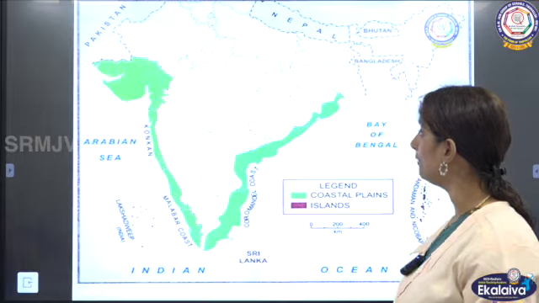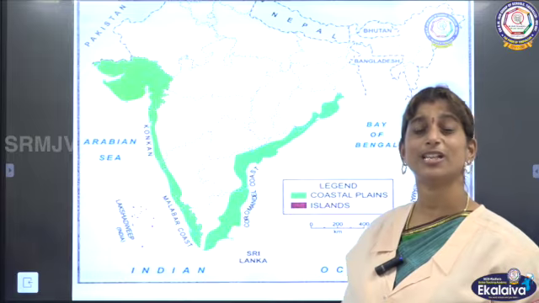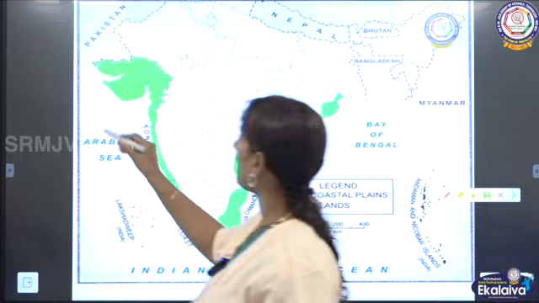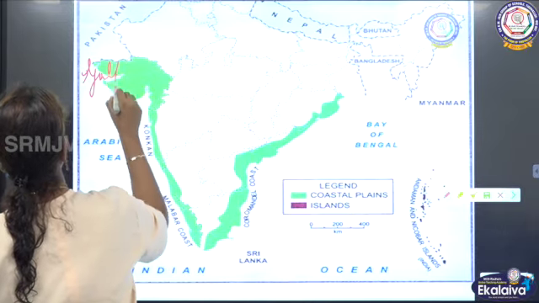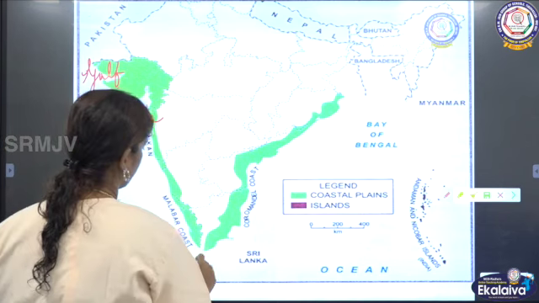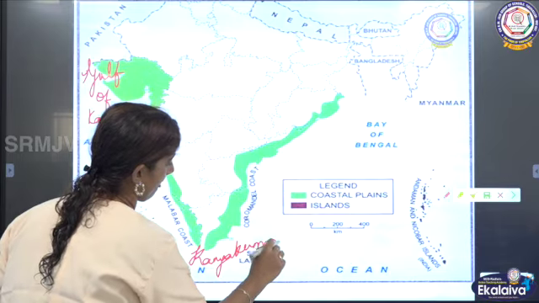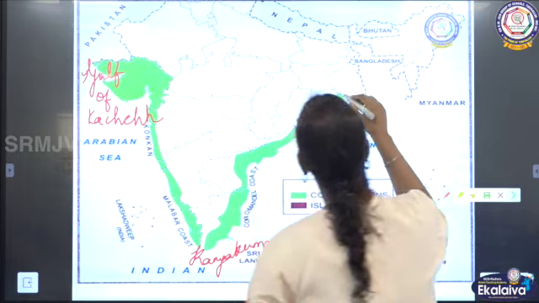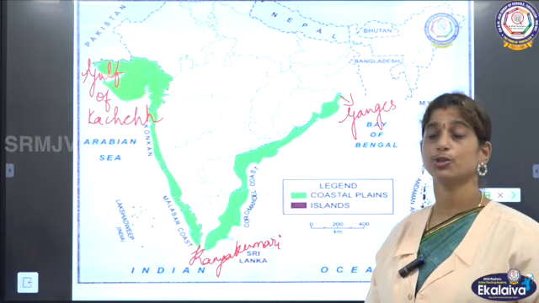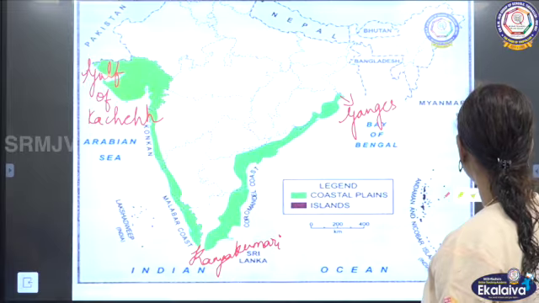Here you could see the western coastal region and the eastern coastal region, which is highlighted in green color. Here is the place Gulf of Kutch, and here is Kanyakumari, and here the Ganges river's mouth. From these places, the coastal plains of our country start.